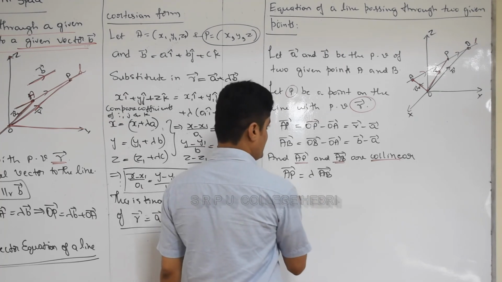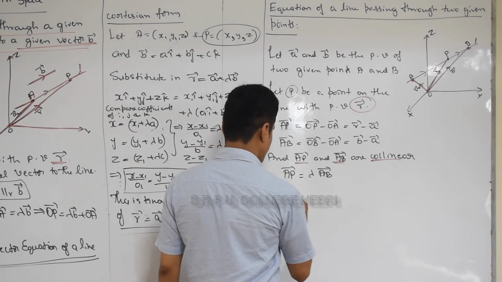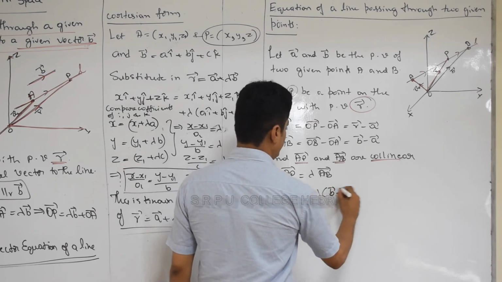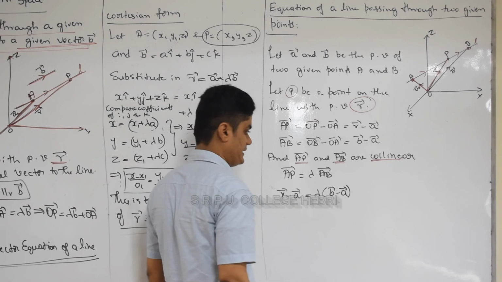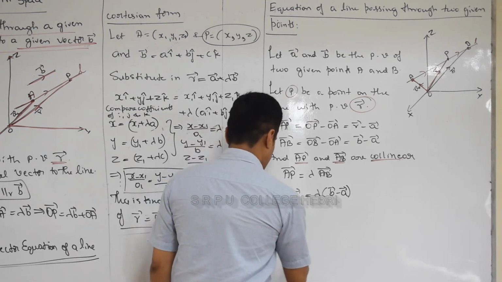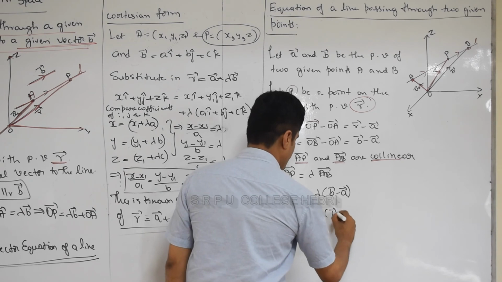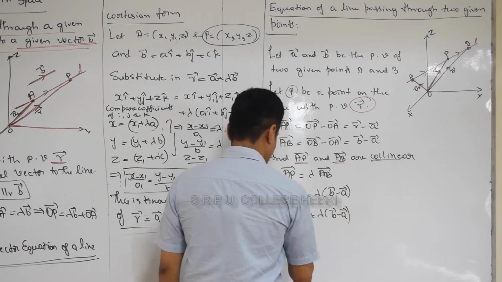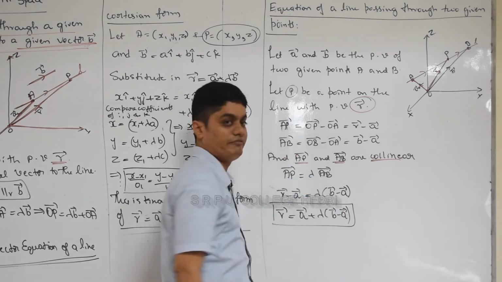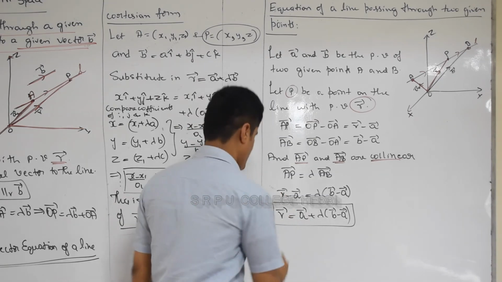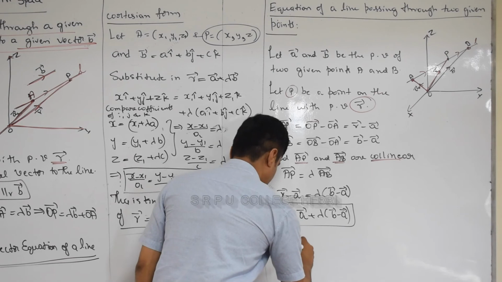Now what is vector AB? It is b − a. So r − a = λ(b − a), which gives vector r = a + λ(b − a). This is known as the vector equation of the straight line passing through two given points.